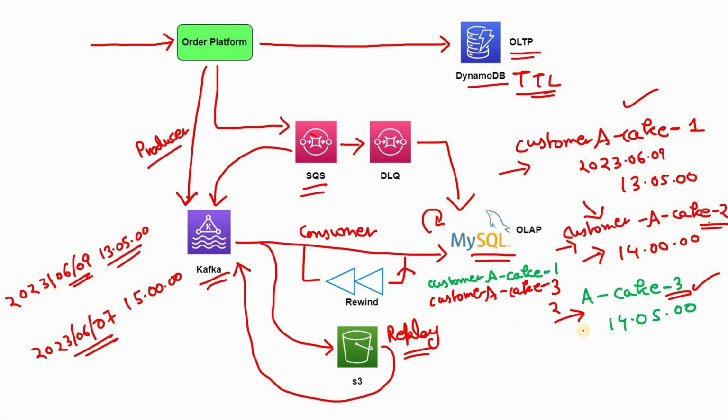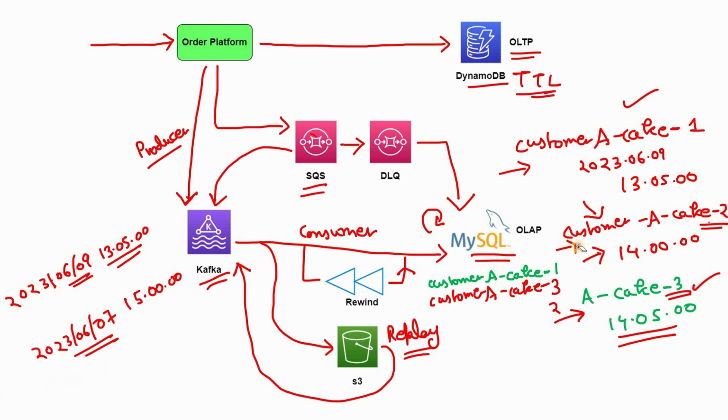So for that, what is Grab doing? Grab is taking the timestamp. In MySQL, not only the customer details, order quantity and order name, along with that they are also storing when the event arrived. So for example, customer A has ordered the cake with quantity 1 at 1:05 PM, right? So they will store that.